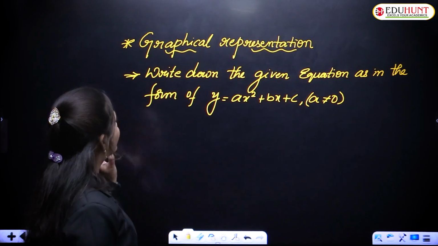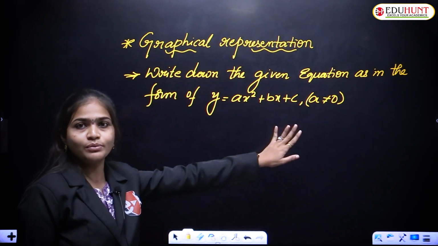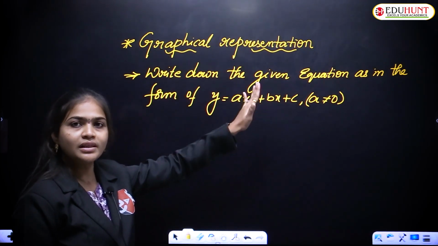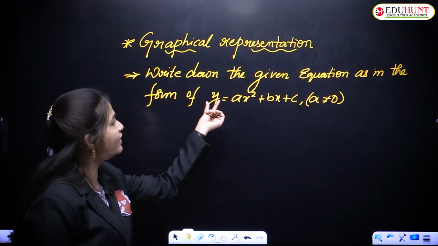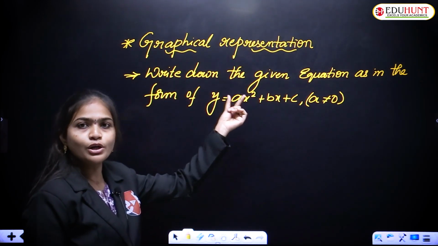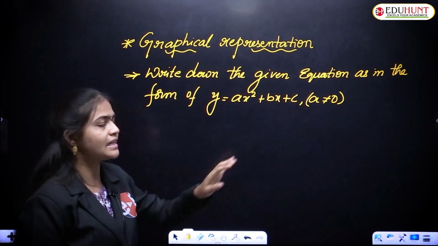Understand? Write down the given equation. Whatever equation it may be, whatever that is a quadratic equation, that equation should be written in the form of y is equal to ax square plus bx plus c.